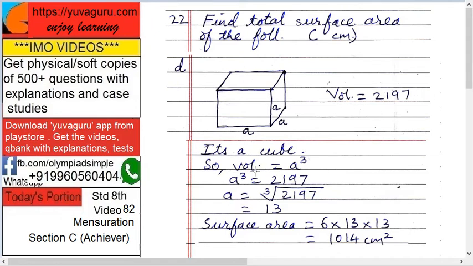Side cube, right? So volume equals, let's say this is A, so volume equals A cube. So A cube equals 2197. So A equals the cube root of 2197. Now what is the cube root of 2197? 13. Why? That's why I always say learn cubes up to 15 by heart. So A equals 13.